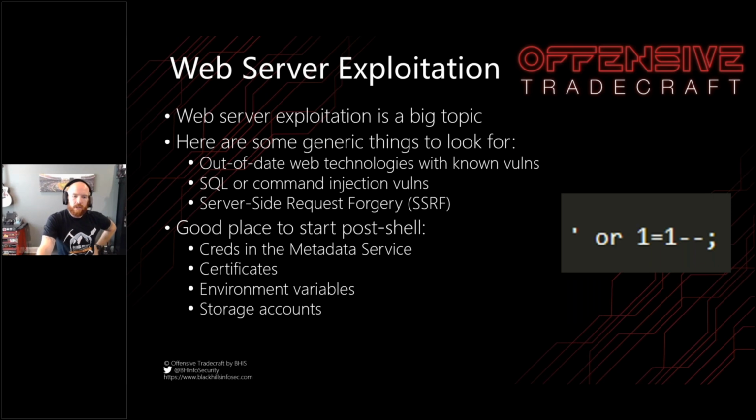So a good place to start post-shell, like I said, is to hit that metadata service, look for certs, and look at environment variables. Sometimes I've found that environment variables contain passwords. Look at storage accounts, things like S3. After you get access, try to utilize the IAM credential that you can get from the metadata service to access S3 to look for more interesting data.